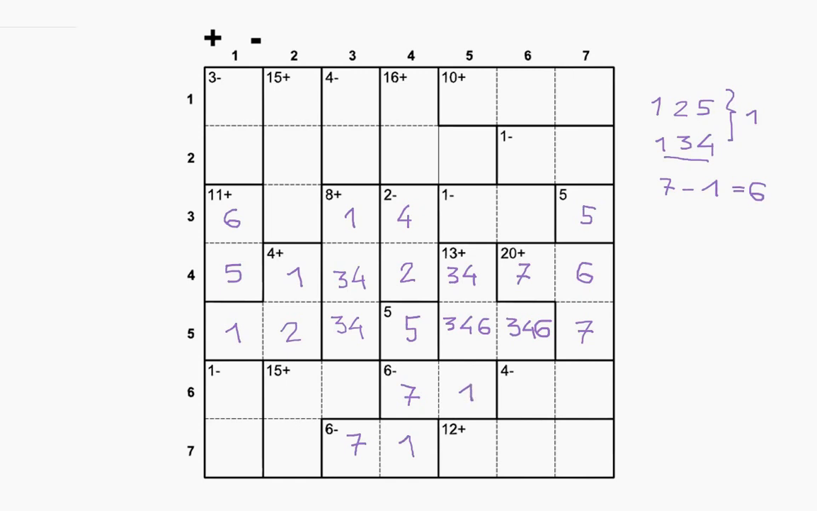Now, what happens with column number 3? Here cannot be number 7, and there is a possibility to have numbers 2, 5 and 6, 3 remaining numbers, and here are the combination from number 2 and number 6 to produce number 4, and here is the solution, 2 and number 6, and here is 2 and number 6, and the remaining number here in the column number 3 is the number 5.